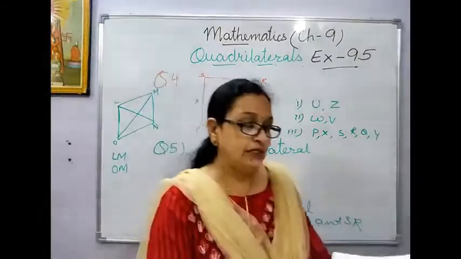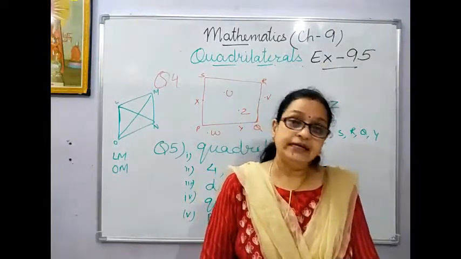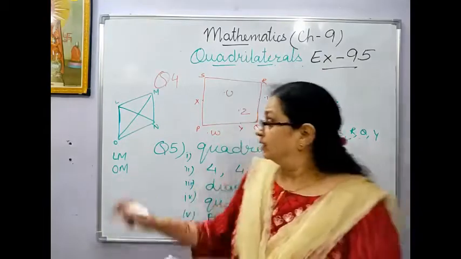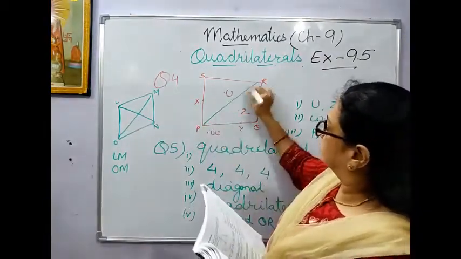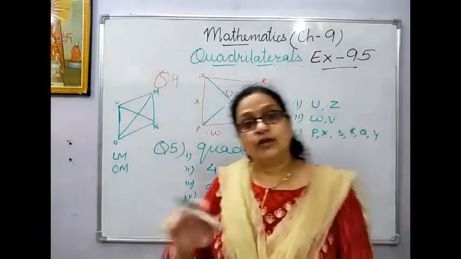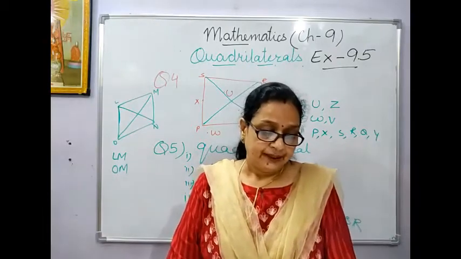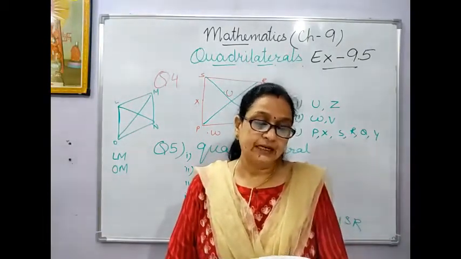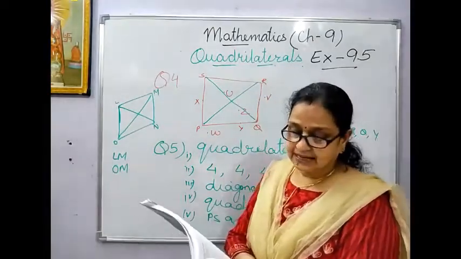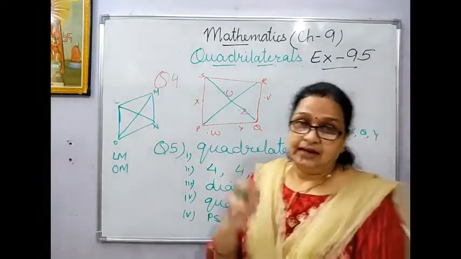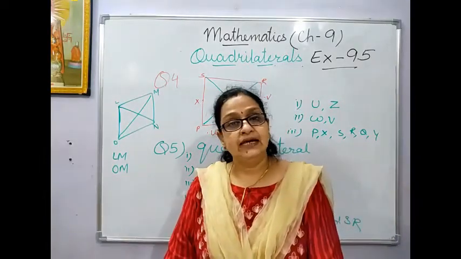Then true or false. A diagonal of a quadrilateral is a line segment joining any 2 vertices. That is wrong. The diagonal always joins the opposite vertices like this. So this is false. The angles that have a common vertex are called adjacent angles. Angle itself is a vertex. Angles that have a common vertex are called adjacent angles.